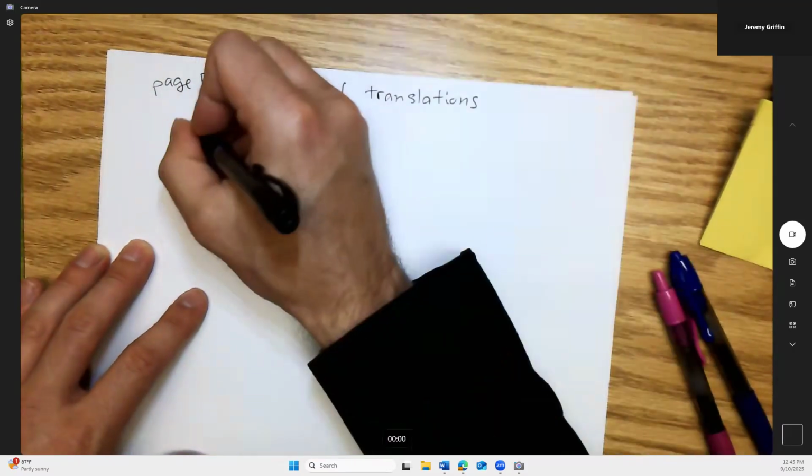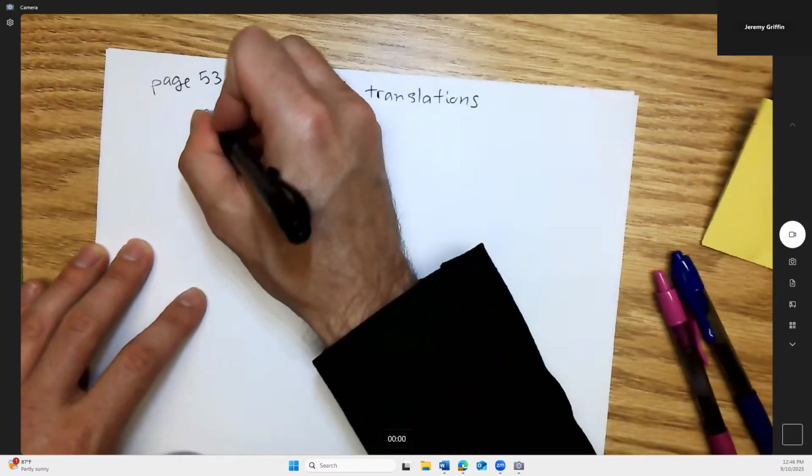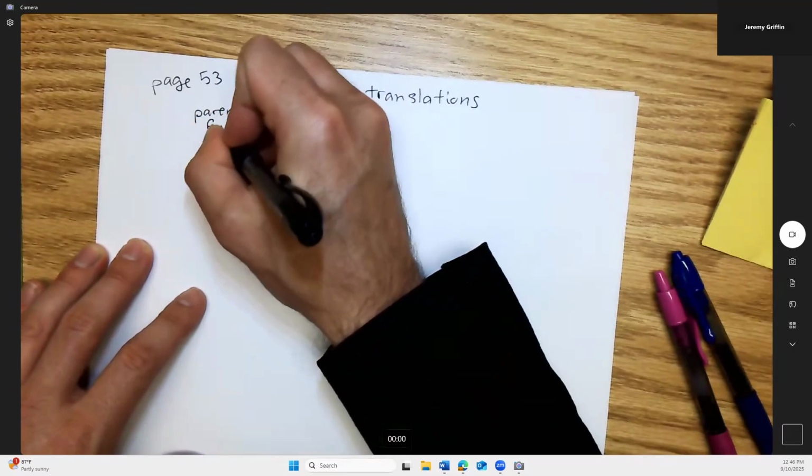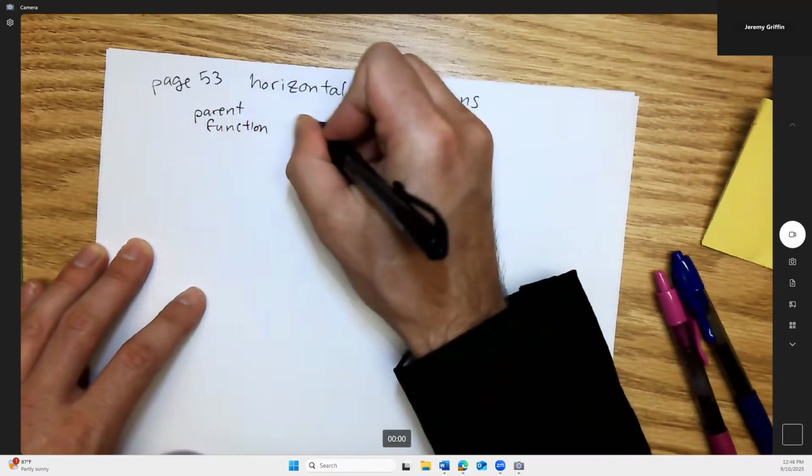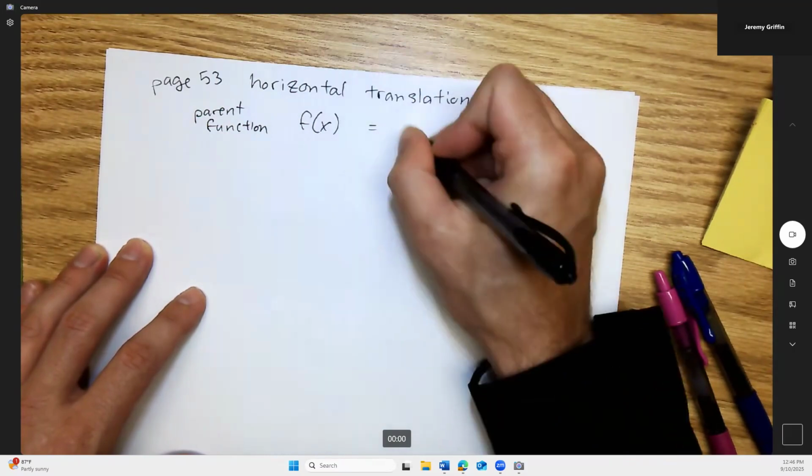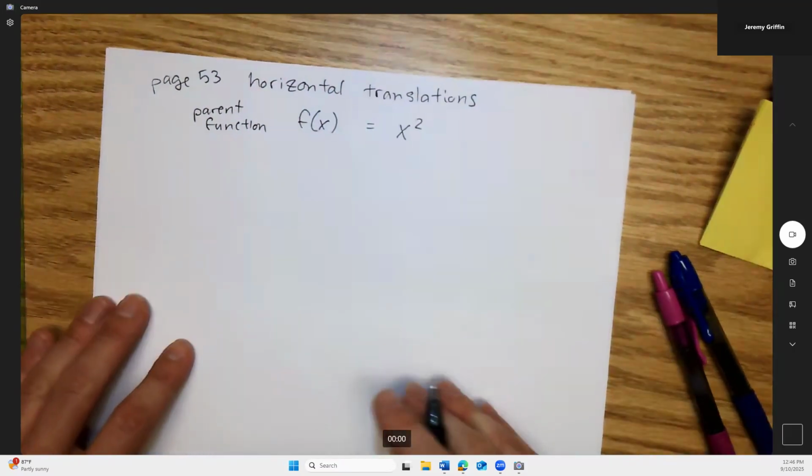Okay. So I'm going to take my parent function here, let's spell it again. Parent function. I'll use f of x. All right, let's say it's x squared. Okay, sticking to that.